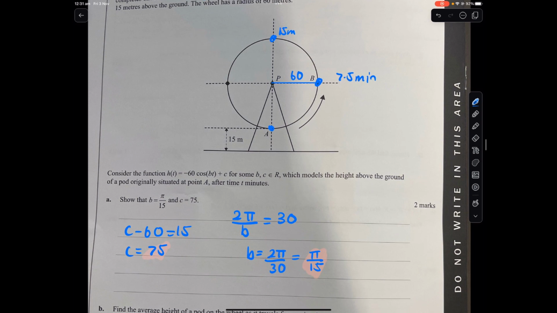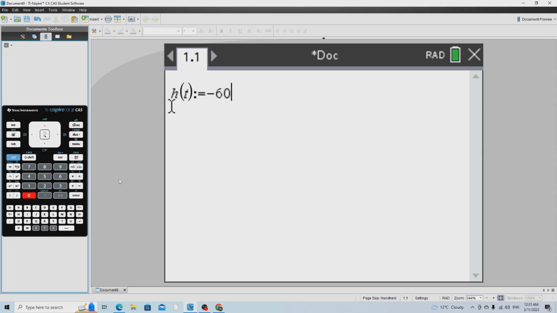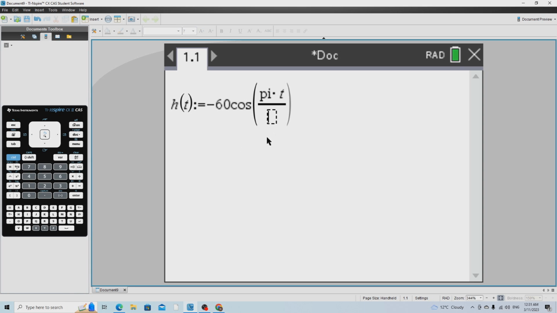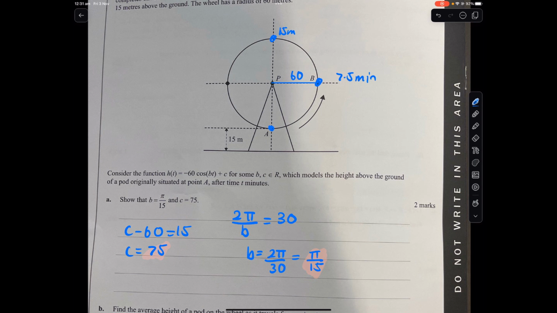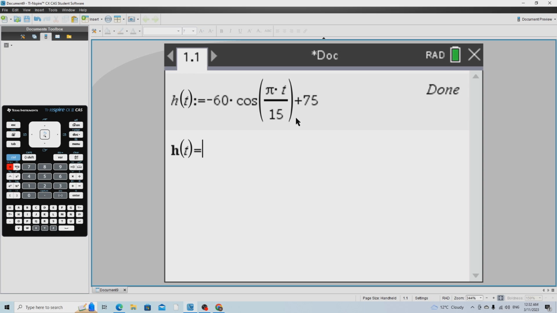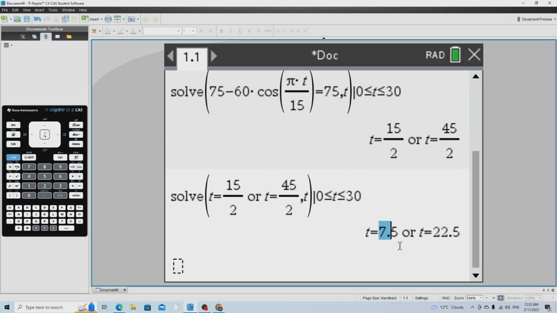Or we can double check it. So let's first define the function. So h1 of t is negative 60 cos, our b value here is pi, times t over 15, plus 75. So we've got this, and what we want is its height at B. Well, its height is 60 plus 15. So h1 of t equals 60 plus 15. We're going to solve for t, given that t can only be between 0 and 30. And it should be the first t, yes, which is 7.5. Perfect.